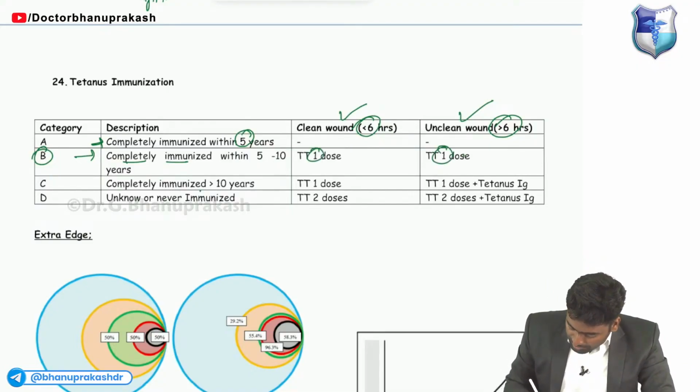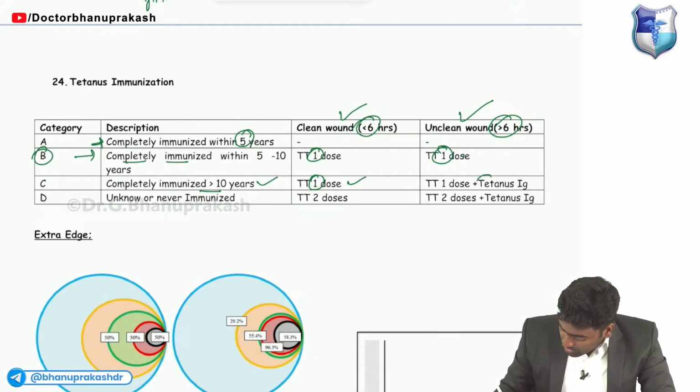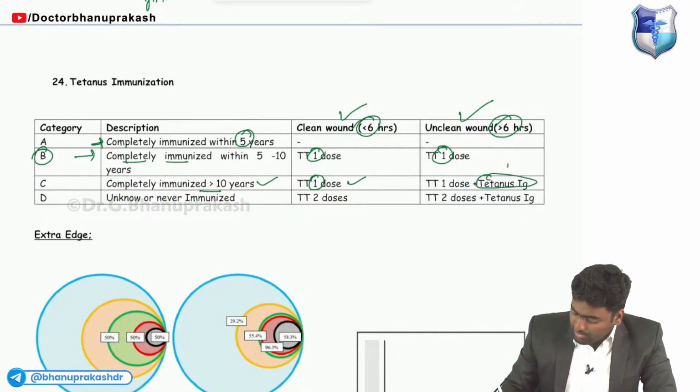Whereas if it is completely immunized more than 10 years, if it is clean, then we need to give just one dose only. Whereas if it is an unclean wound, then we need to give tetanus immunoglobulin also.